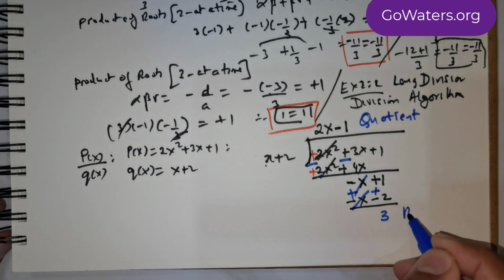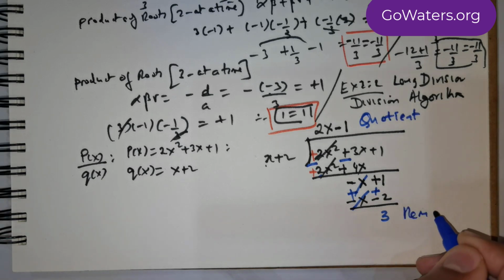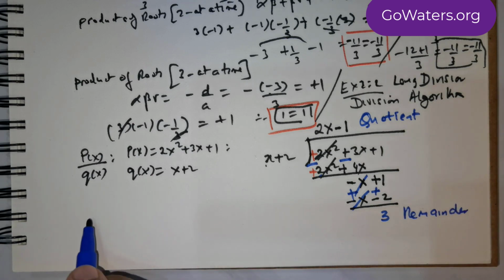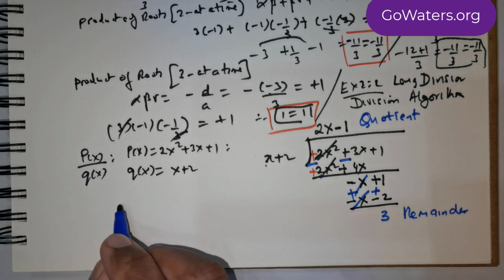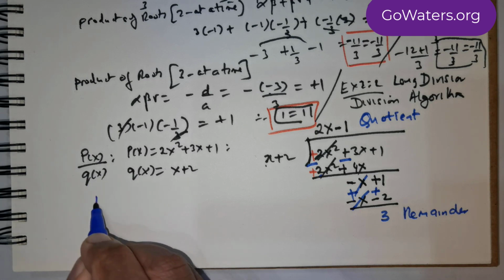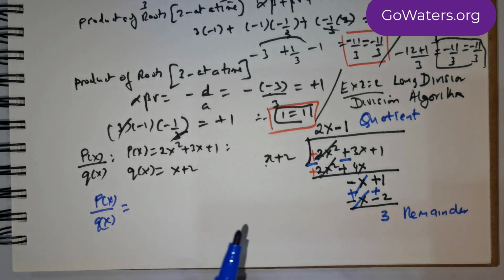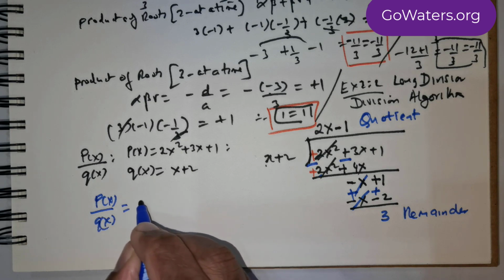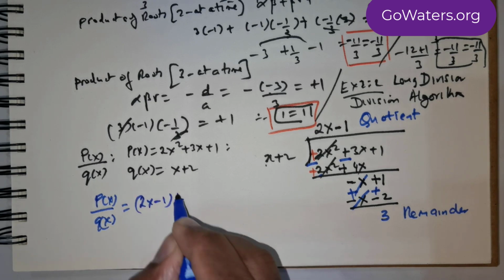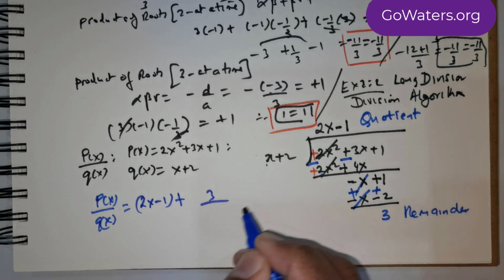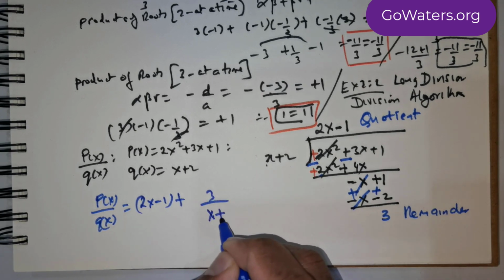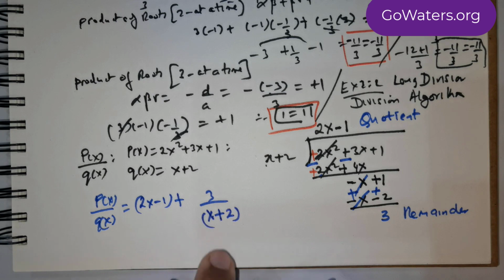And this is called the remainder. Now any polynomial p of x divided by q of x can be written in this fashion. So in this case, you've got the quotient plus the remainder divided by x positive 2. So this is how you need to write.